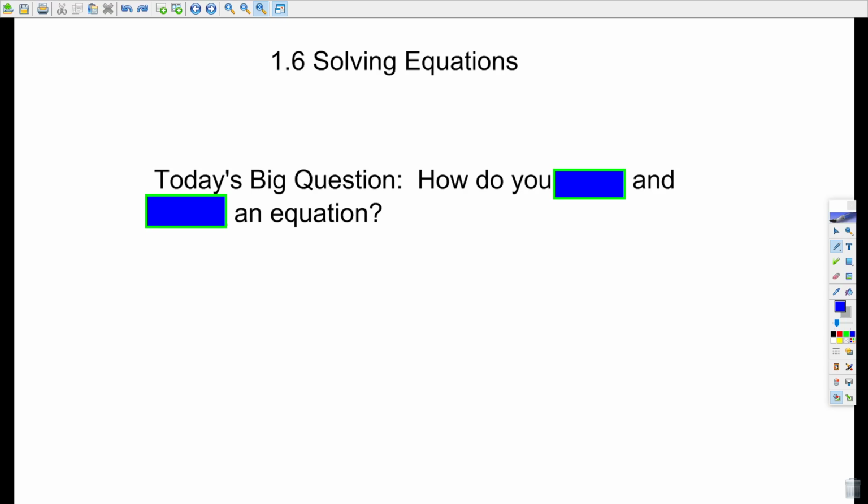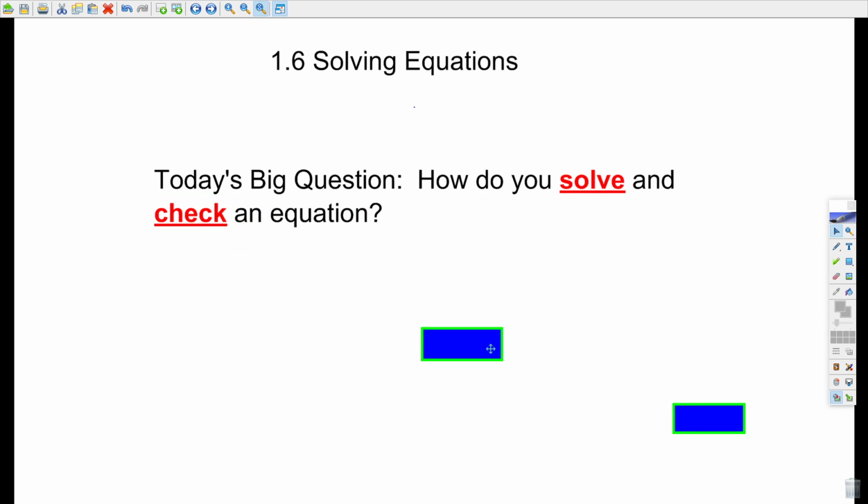Okay guys, today we're going to be talking about solving different kinds of equations. So how do you solve and check an equation? We're going to be doing both. And some of the properties we'll go over you'll have already seen as well. So some of it is not all new.